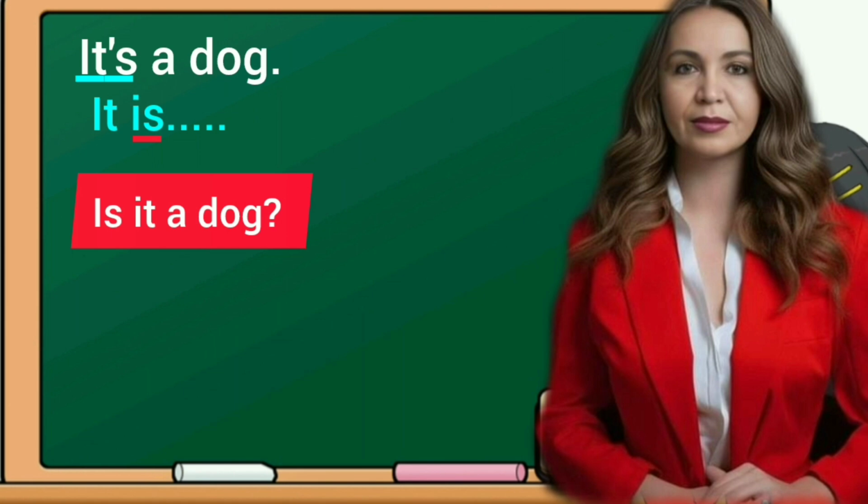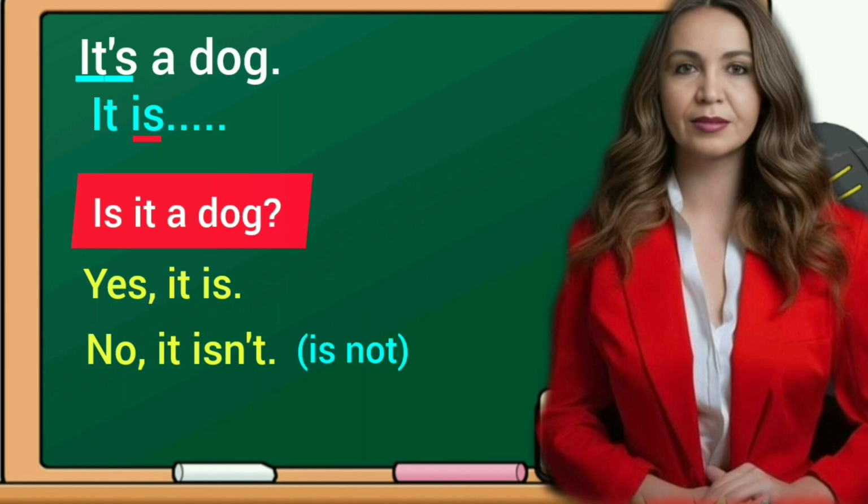So now how will the intonation go? Up. Is it a dog? Can you feel how it flows up? Now, there are several answers you can give. Yes, it is. Next, no, it isn't. It isn't is also a contraction of is not. The next and last one is no, it's not. So that is the contraction of it is not.